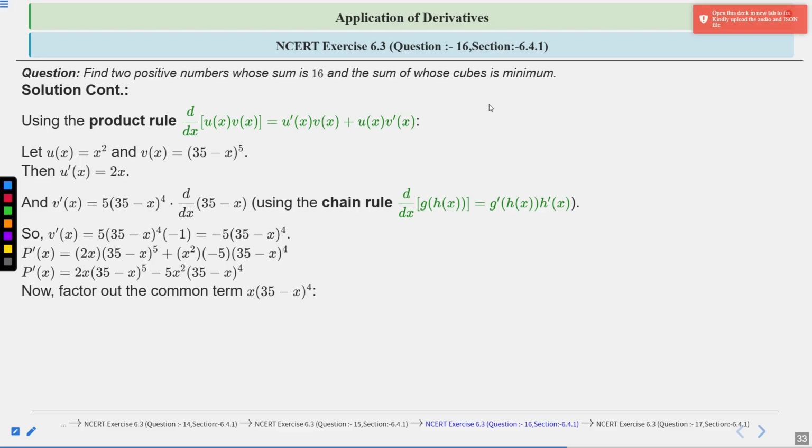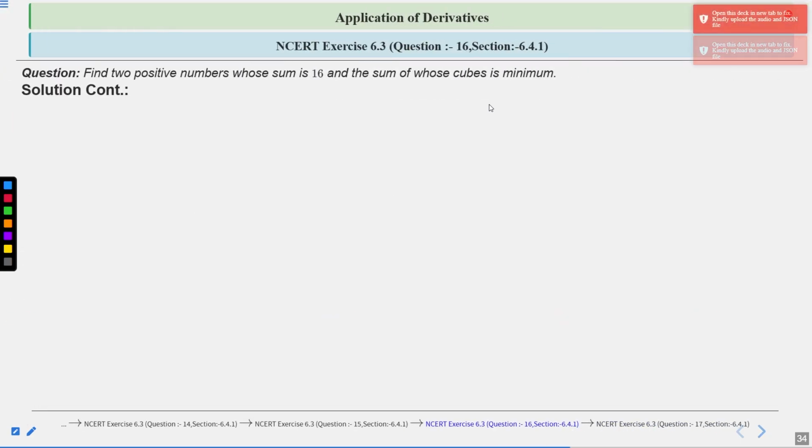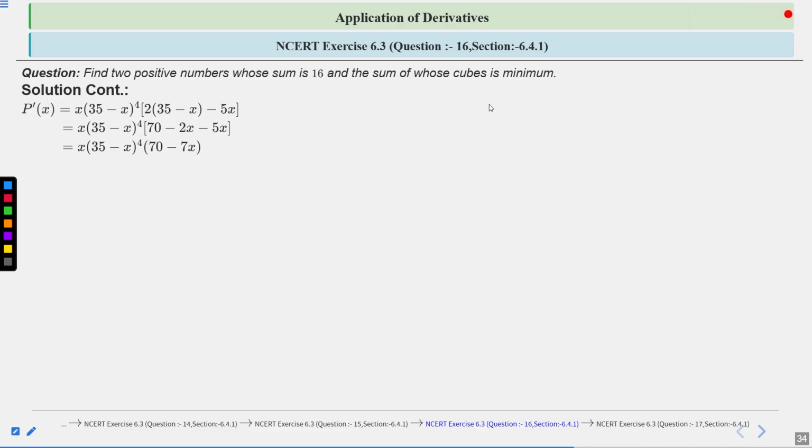Now factor out the common term x into (35 minus x) to the power 4. We can say p dash x will be equal to x times (35 minus x) to the power 4 into [2 times (35 minus x) minus 5x], which is equal to x times (35 minus x) to the power 4 into (70 minus 2x minus 5x), which is equal to x into (35 minus x) to the power 4 into (70 minus 7x).